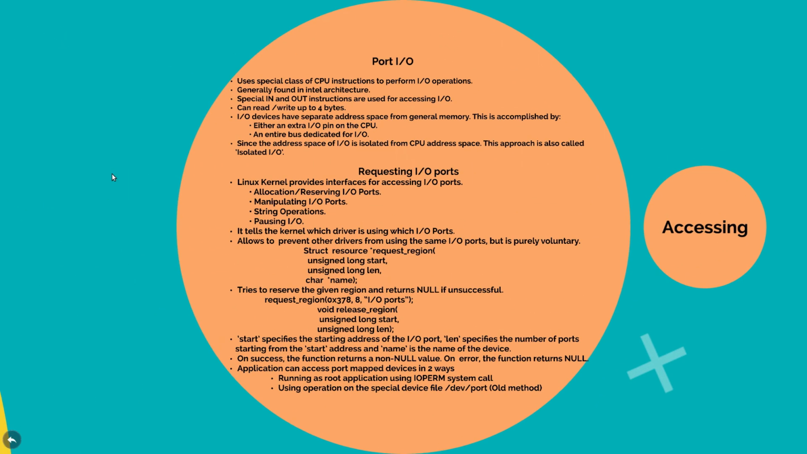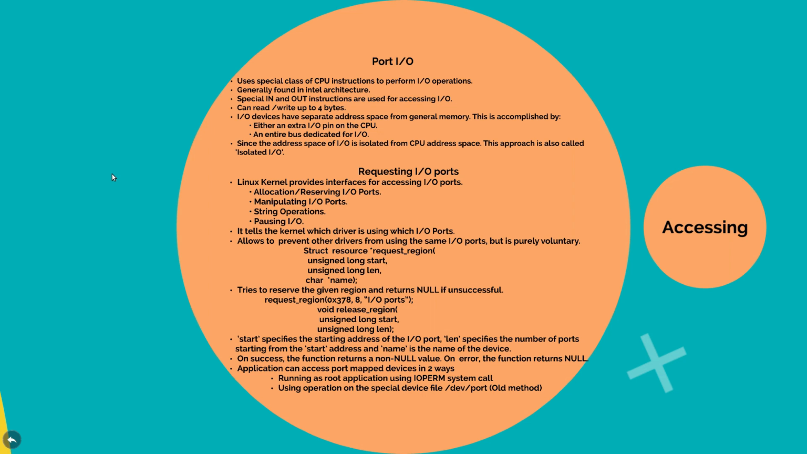So, port IO. I have discussed with you earlier in the first slide that it uses a special class of CPU instruction to perform IO operations, generally found in Intel architecture. Special in and out instructions are used for accessing IO and can read and write up to 4 bytes. IO devices have a separate address space from the general memory.